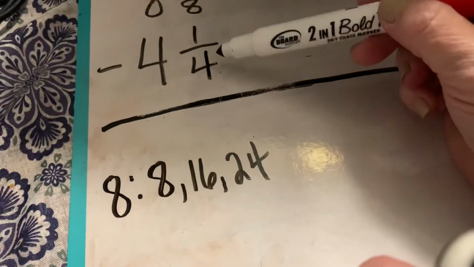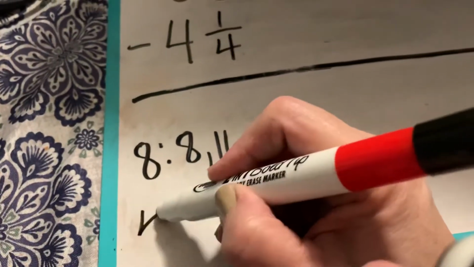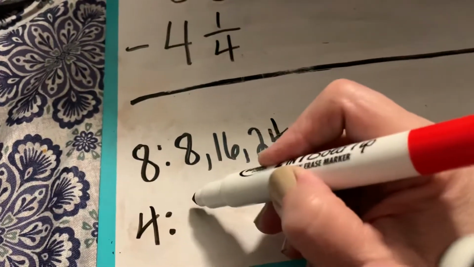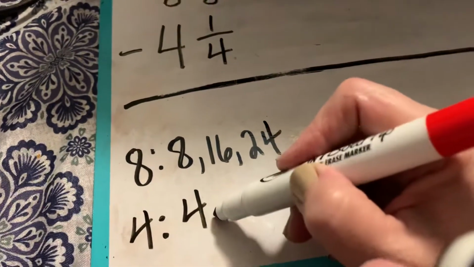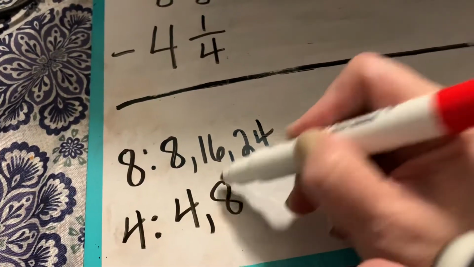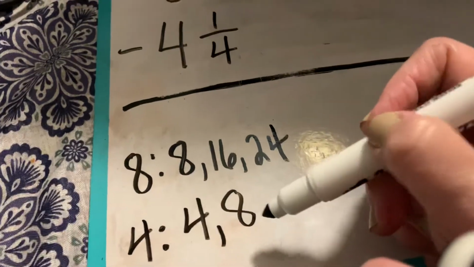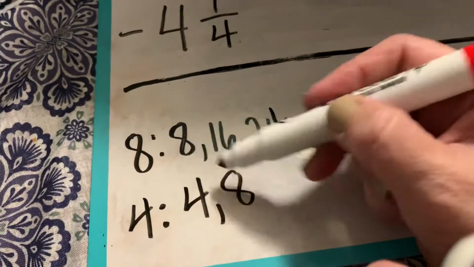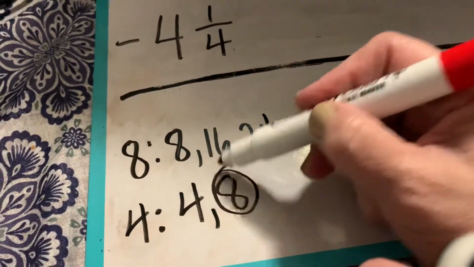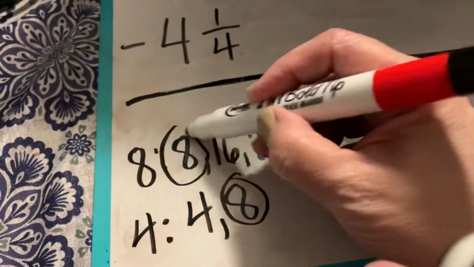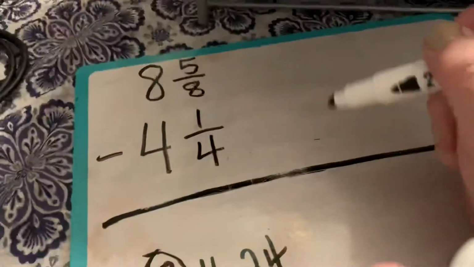Now I'm going to go up here and list those multiples of 4. So I know that 4 times 1 is 4. 4 times 2 is 8. And guess what, guys? We can stop because we do have a common multiple, which is 8. So 8 is going to be our new denominator.